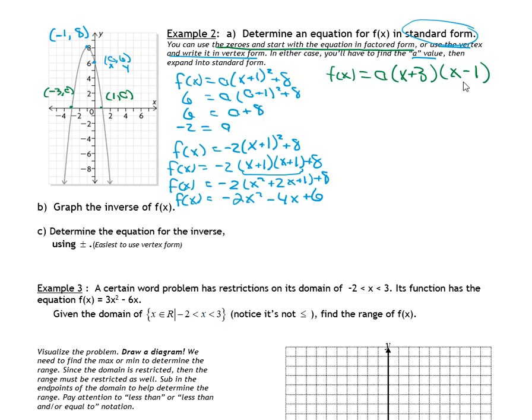Now to find the a value, we could sub in the vertex if we wanted to, or we could sub in our (0, 6) point again. You pick a point and sub it in. Let's pick the same one as before. 6 equals a times, my x is a 0, so that's just going to be a 3, times, my x is a 0, that's going to be a -1.